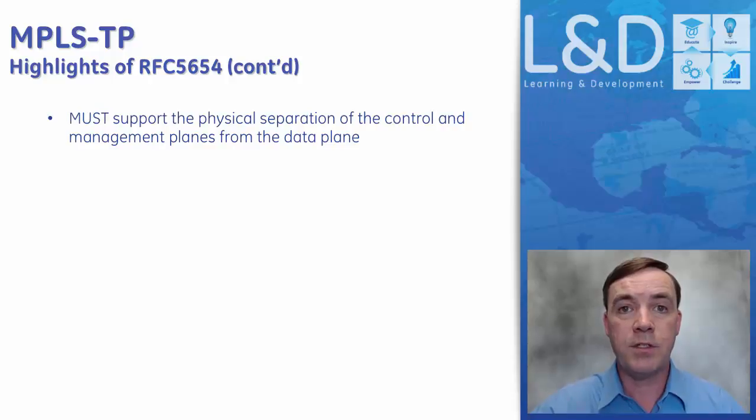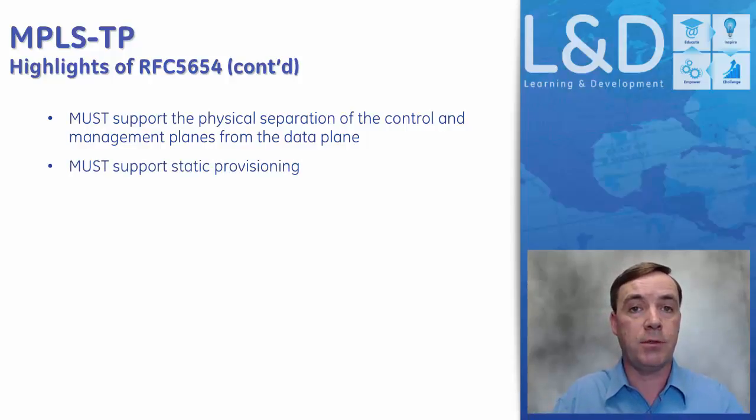MPLS-TP requires that the physical separation of the control and management planes from the data plane be supported. It also requires that static provisioning of LSPs and services be possible, meaning you don't have to have the routing protocols and the dynamic control plane present to be able to provision and build your services and LSPs.